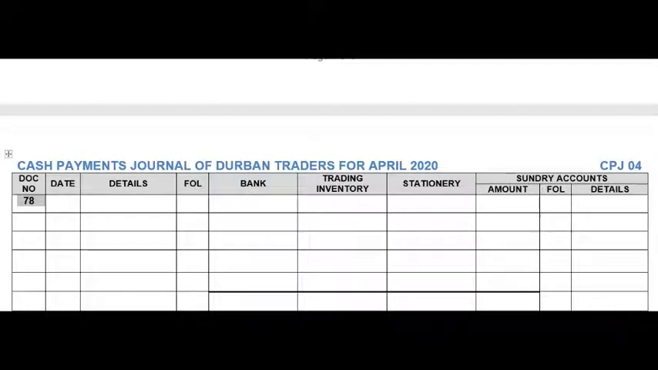It will be check number 78. On the 2nd, we are paying Pompeii Traders. It won't go to the folio column because we're not paying back a creditor. The value must go to bank and to trading inventory.